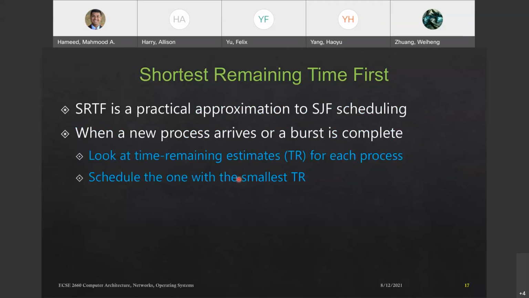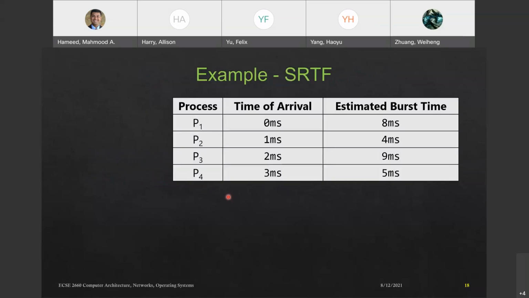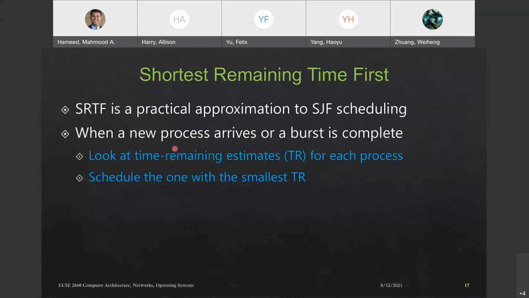Let's see, shortest remaining time first is a practical approximation to shortest job first scheduling. So here, when a new process arrives or a burst is complete, we are going to look at the remaining time estimates for each process, and whichever one has the shortest remaining time, we'll schedule that one for the CPU, so that it can finish first. Oh, when a process arrives or a burst is complete, right? So this is again non-preemptive.